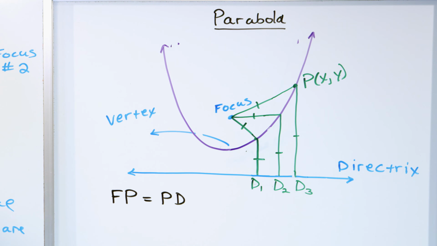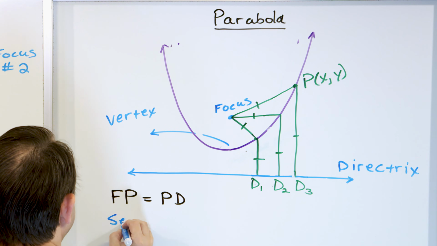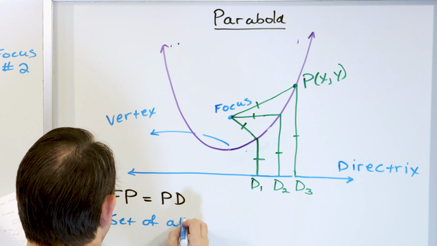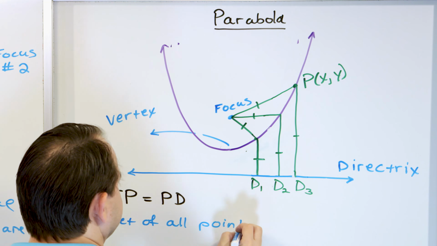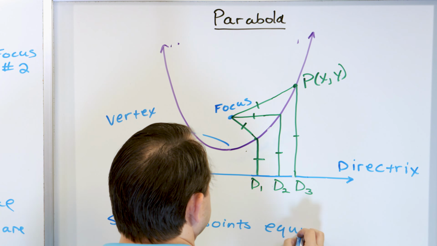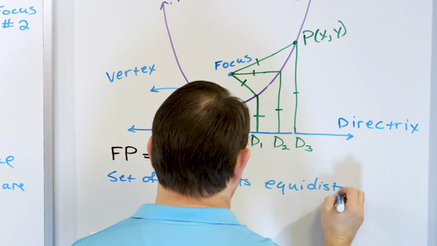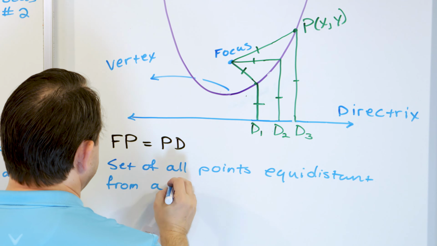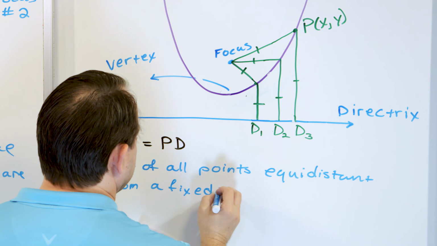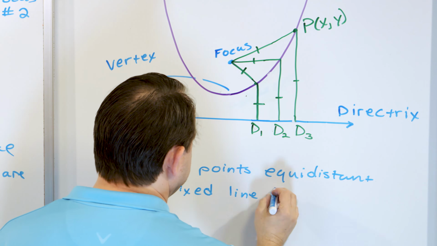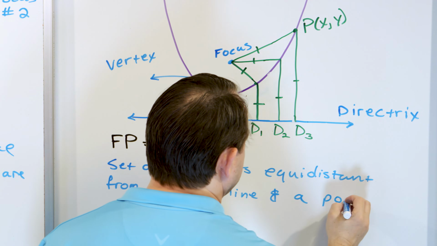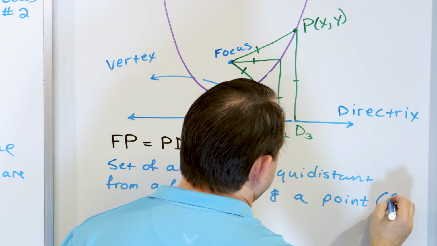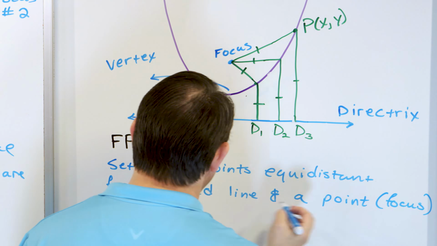So what you would see in a book would be something like this. A parabola is the set of all points equidistant from a fixed line and a point, which is called the focus, not on the line.